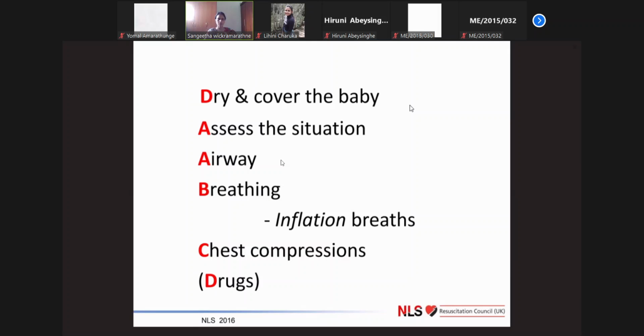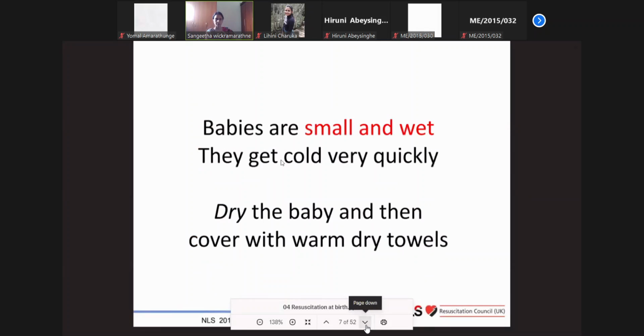Then you have to assess the situation. There we will be talking about what are the things that we should assess. And then you have to look at the airway, breathing, circulation, right? Chest compressions, and then followed by drugs. This is the orderly sequence I was talking to you about from the beginning, right? I told you babies are very small and wet. They are more prone to lose heat and go into hypothermia. That's why dry and cover comes first, right?